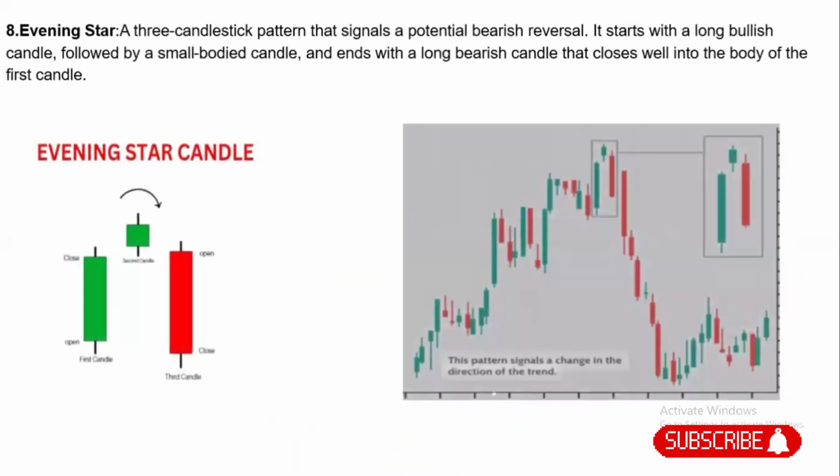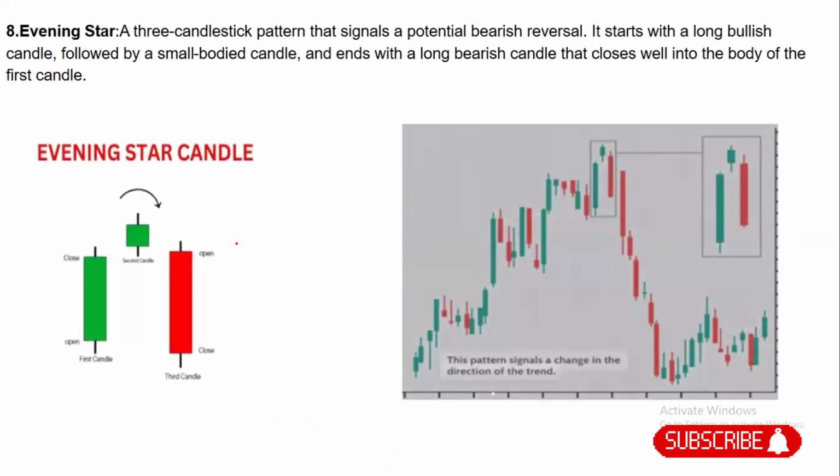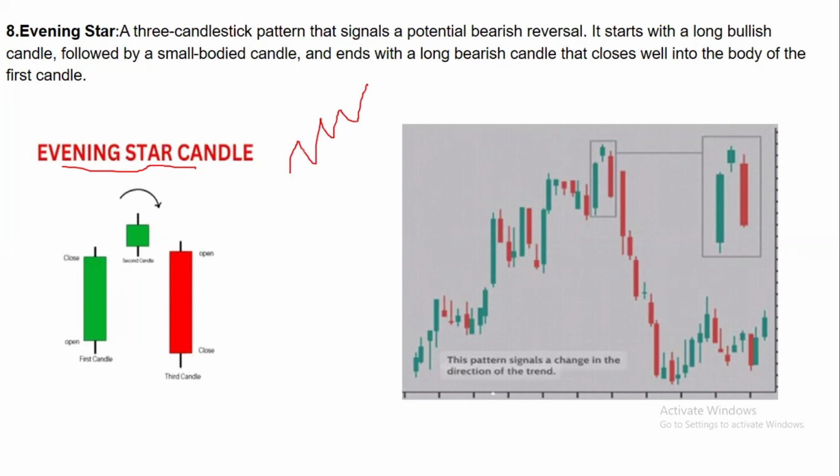So let's go to the next one on our list. Is there any next one? Yeah, we have the evening star. Just like the morning star, we have the evening star, and this is a three candlestick pattern also. Now look at this scenario. The evening star occurs where there is a potential bearish reversal, right? It signifies that the market wants to start trending to the downside.